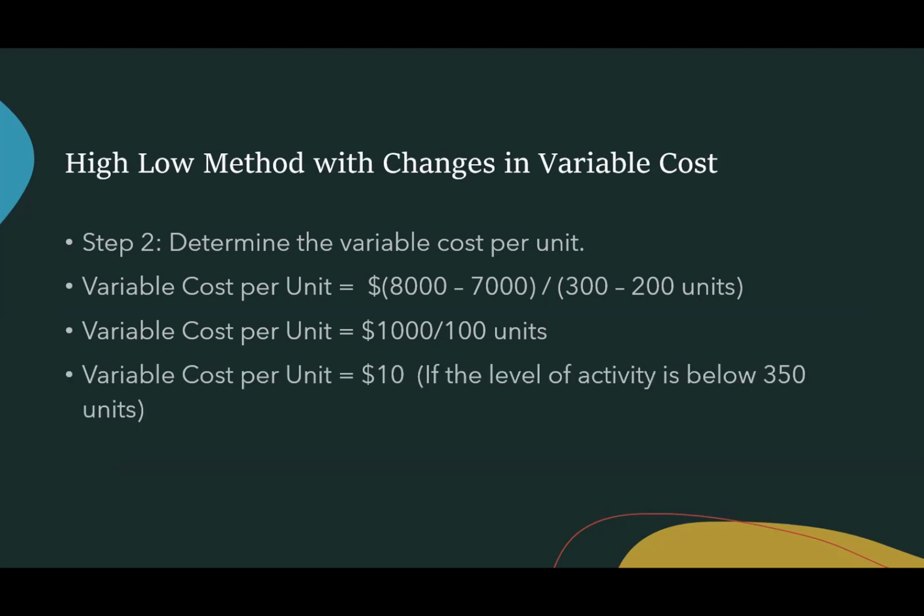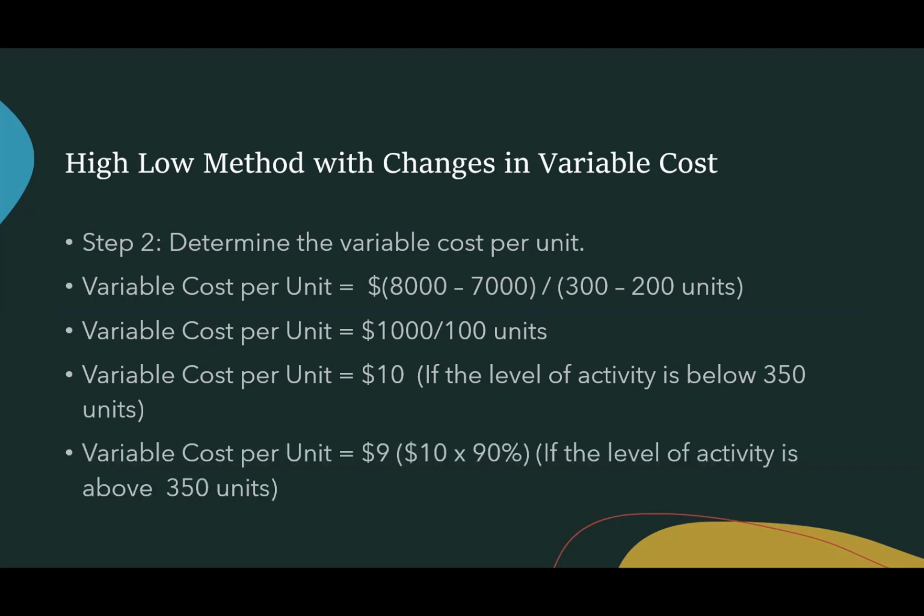That's the variable cost if the level of activity is below 350 units. But if the level of activity is above 350, then there is a reduction in the variable cost of 10 percent, and hence it will be 90 percent of the normal one. So that's 9 in that case.